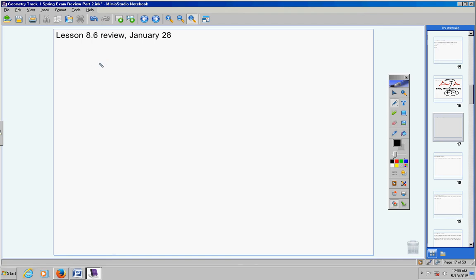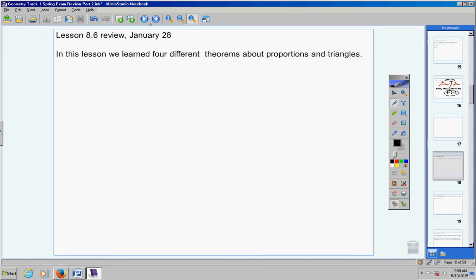Lesson 8.6, if you want to write down the date, we covered this material on January 28th. Seems like a long time ago, doesn't it, guys? In this lesson, we learned 4 different theorems about proportions and triangles. So we're going to take our time and go over this, and you need to know this information for your test and be able to apply it to problems. Okay? Alright, here's the first one.